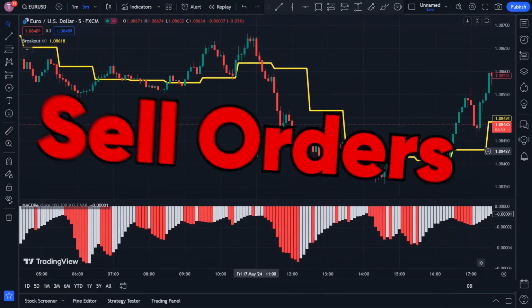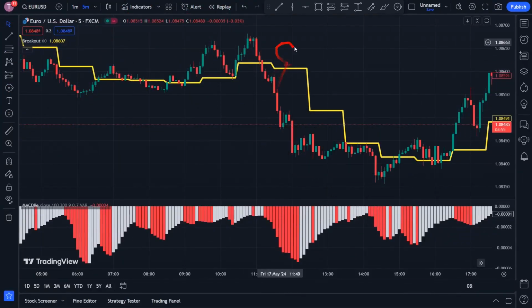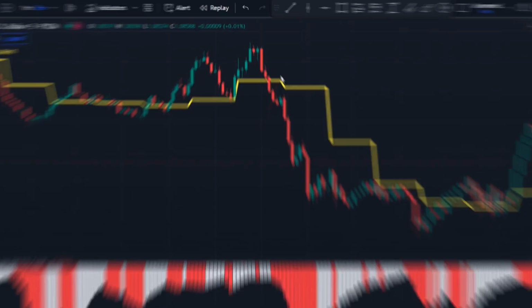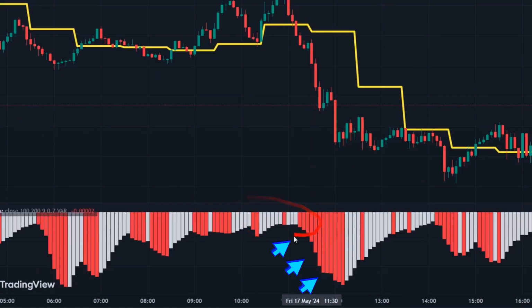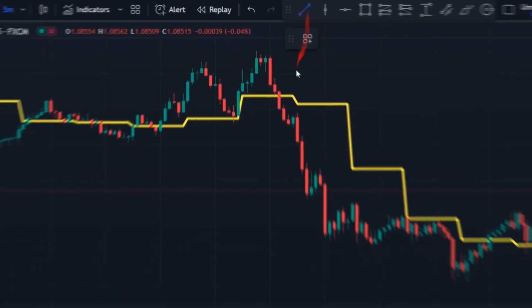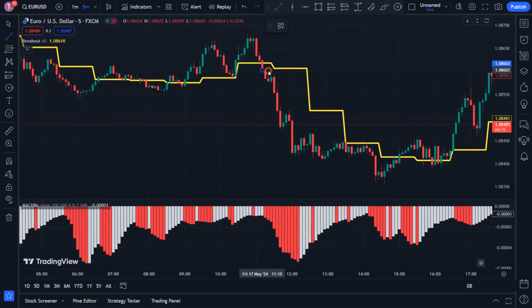For a sell order, we need to do the opposite of the buy order. First, we should find a bearish breakout. After that, we need to make sure that at this point, the MACD indicator is in the downward area and all the candles are red and below the middle line. Once these two conditions are met, we have found the entry point for the trade.